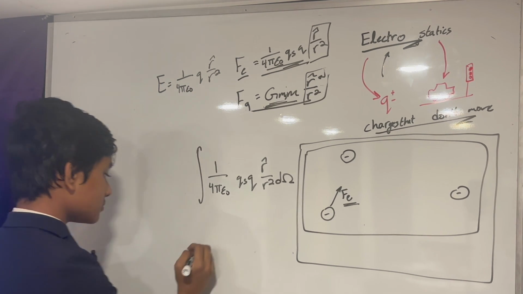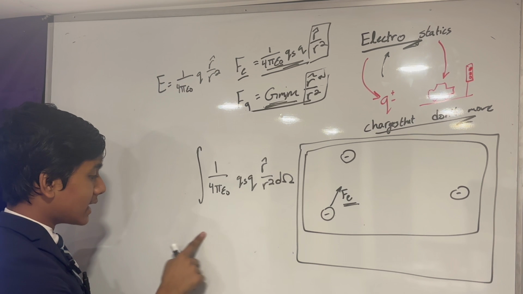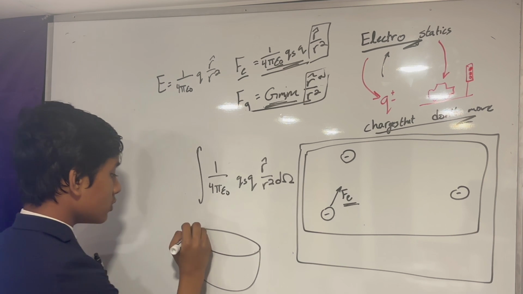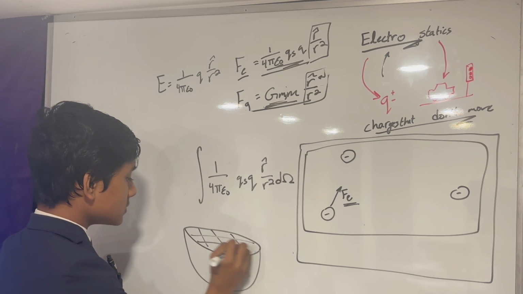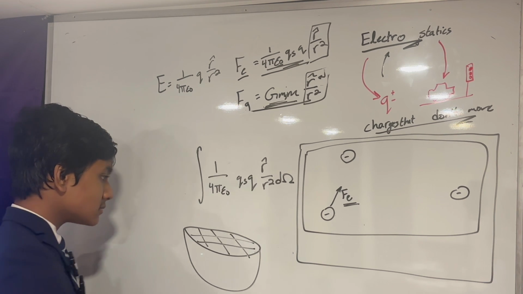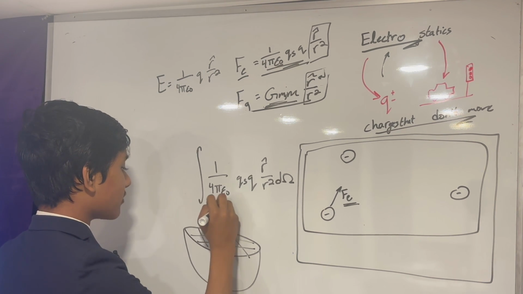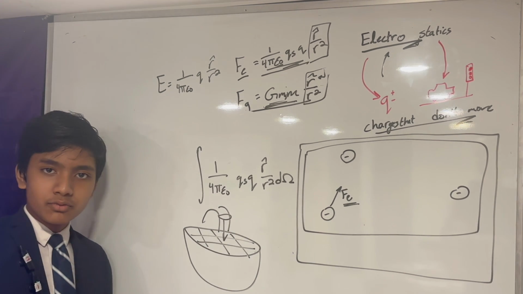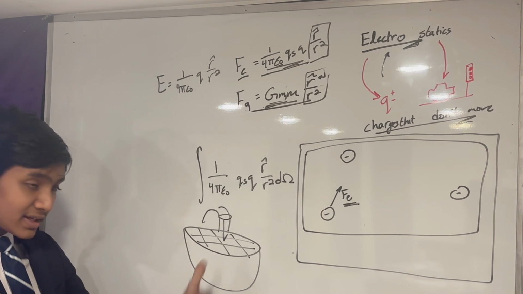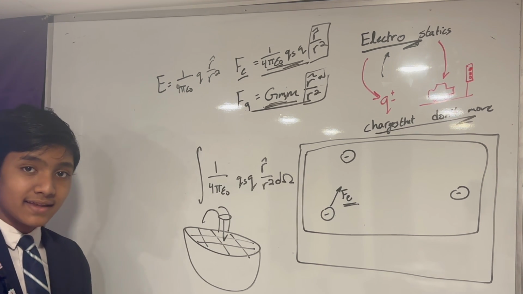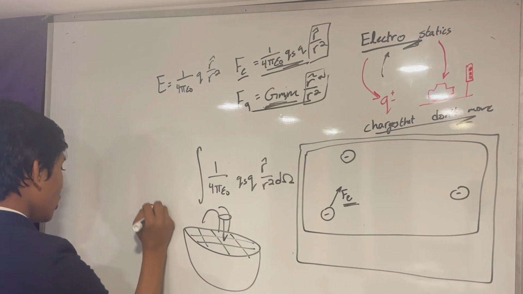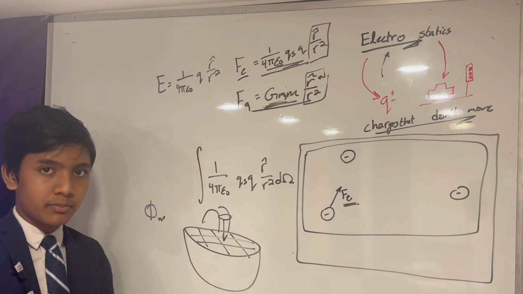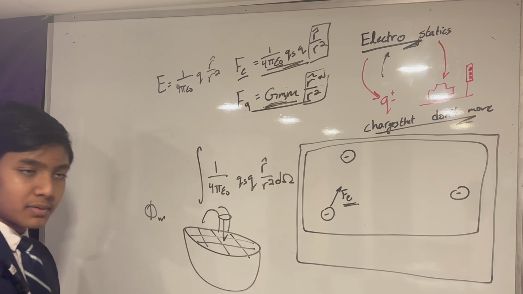Well, you see, if you have, let's say, a bowl and a faucet putting water into this bowl, you probably want to ask yourself, well, how much water is going through this surface per second? To solve that, you would have to find the water flux. And to actually do that, you need a bunch of stuff like Bernoulli's equation, but we're not here to talk about fluid dynamics today.